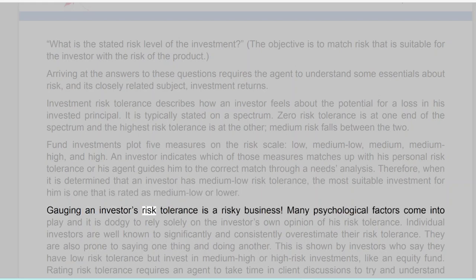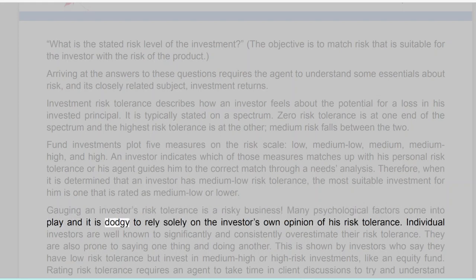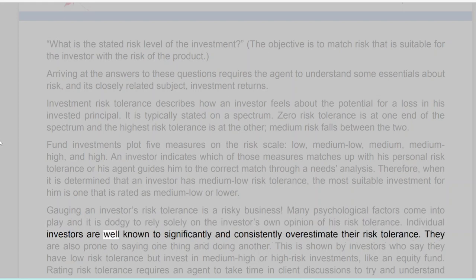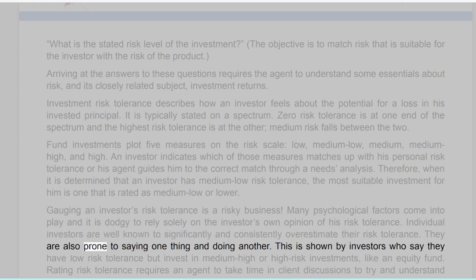Gauging an investor's risk tolerance is a risky business. Many psychological factors come into play, and it is dodgy to rely solely on the investor's own opinion of his risk tolerance. Individual investors are well known to significantly and consistently overestimate their risk tolerance. They are also prone to saying one thing and doing another.